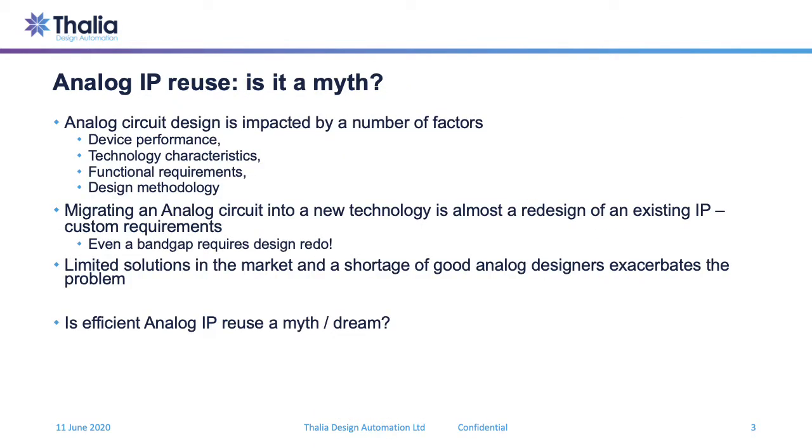When you look at analog circuit design, you see that it is impacted by a number of factors ranging from device performance, process technology characteristics, market needs, and finally the design methodology deployed within design companies. So this essentially makes moving a design, reusing IP, almost a redesign. Even a band gap is no longer just a tweak, but more of a redesign. Add to this that there are limited usable solutions in the marketplace and a shortage of good analog circuit designers. This makes a difficult problem worse. So this begs the question: is efficient analog IP reuse a myth or a dream?